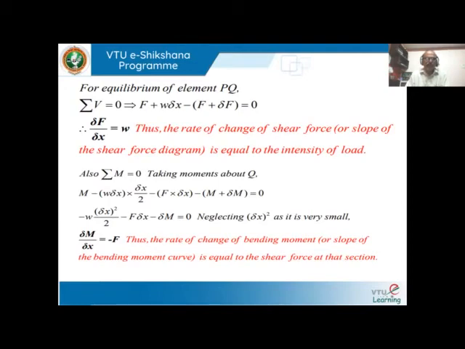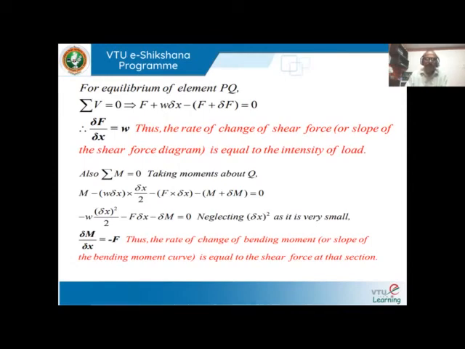Since that downward force F I am taking positive, even that uniformly distributed load, w Newton per meter, for delta X meters, it is w into delta X. Since that is also acting downwards, I take positive for that. F plus w delta X. And since F plus delta F is acting opposite to the direction of F, that is upwards, therefore minus F plus delta F is equal to zero. So now if we simplify this, we get delta F by delta X is equal to w. So what does that indicate? Thus, the rate of change of shear force or slope of the shear force diagram is equal to the intensity of load. w is nothing but intensity of load.